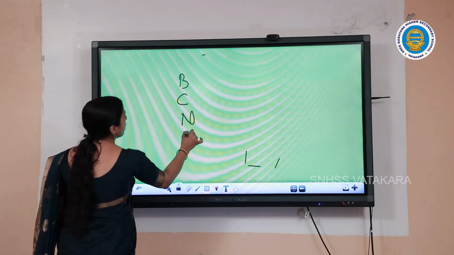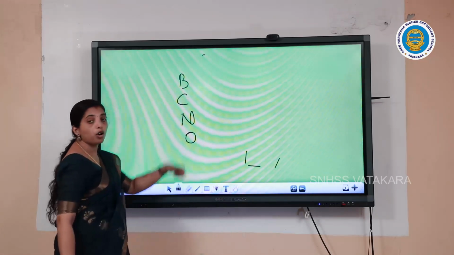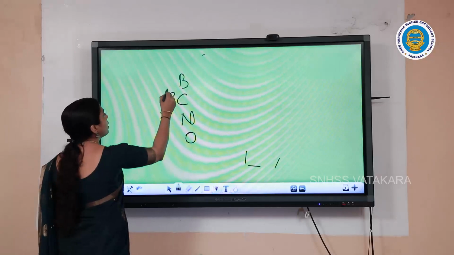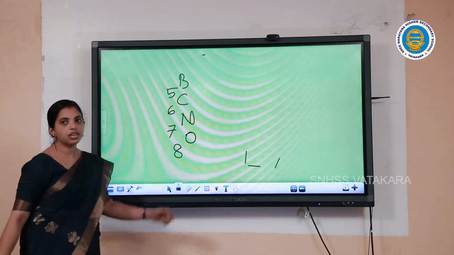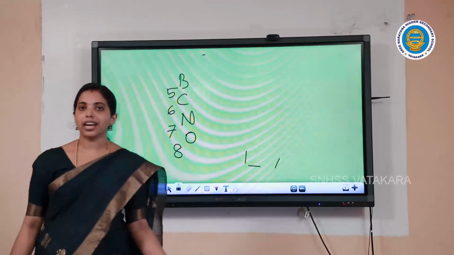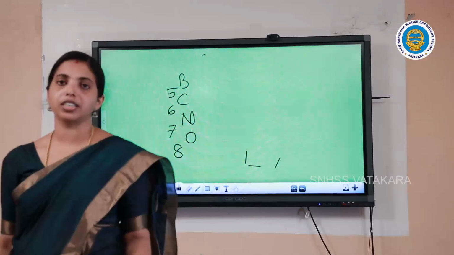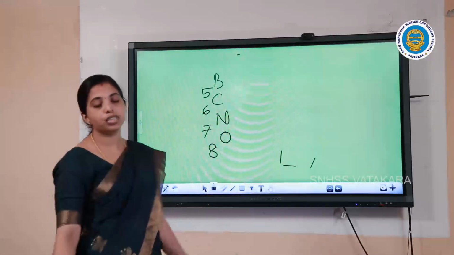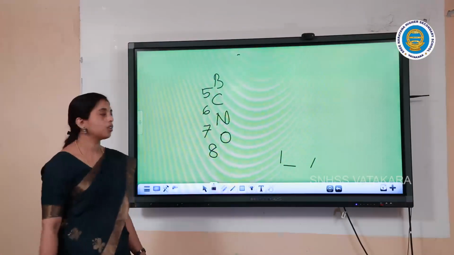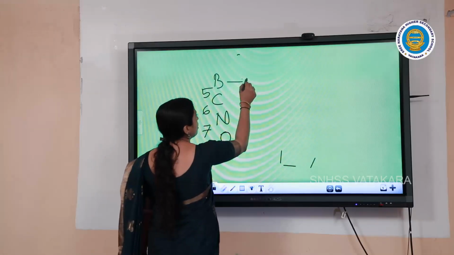So you can write boron, carbon, nitrogen and oxygen. Boron has atomic number 5, carbon 6, nitrogen 7 and oxygen 8, which means the total number of electrons. Can you write the electronic configuration and subshell electronic configuration of the atoms of these elements? This we can try.